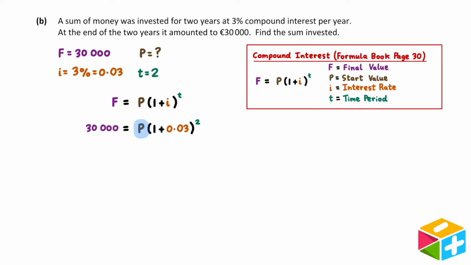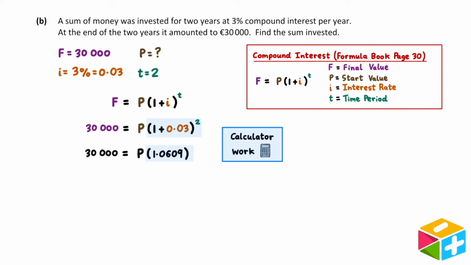We need to find the value of P. And unfortunately, our equation here doesn't give it to us directly, so we'll have to do some algebraic manipulation. A nice first step here is to simplify the (1 plus 0.03) squared. We can simply type this into our calculator.